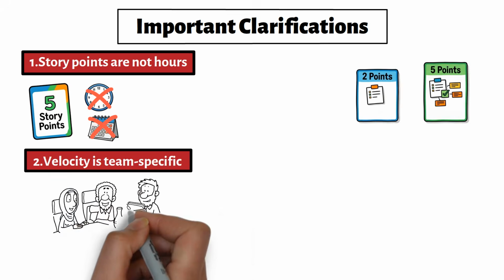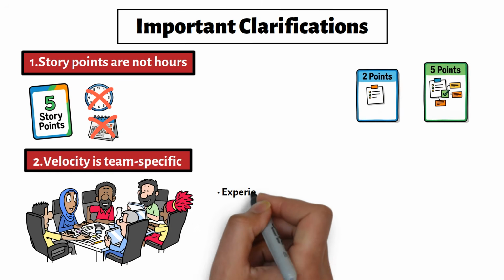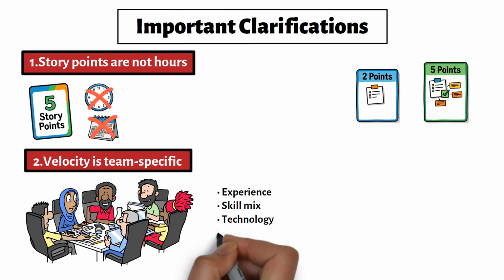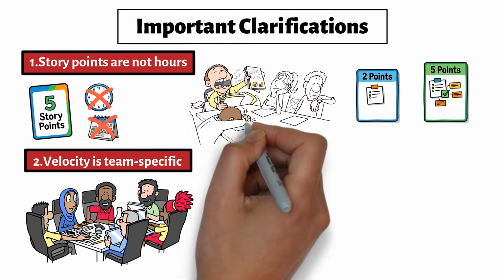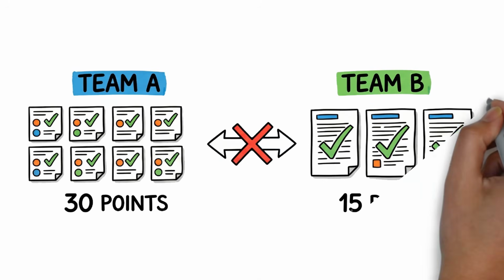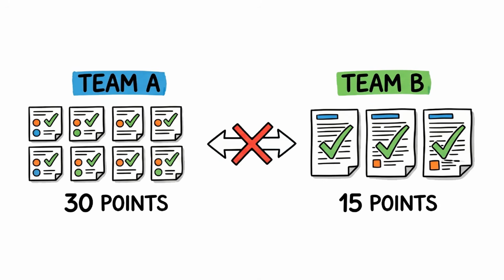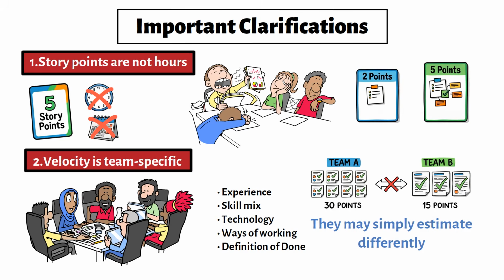Second, velocity is team-specific. It depends on the team's experience, skill mix, technology, ways of working, and definition of done. Comparing velocity across teams is misleading. One team's 30 points may not mean they are more productive than another team's 15 points. They may simply estimate differently.